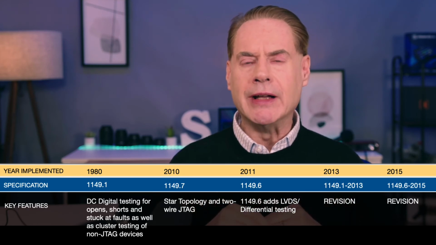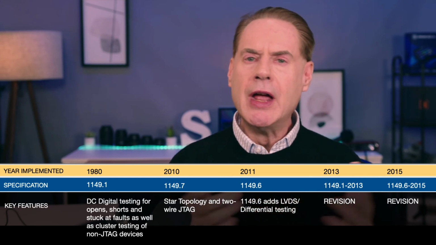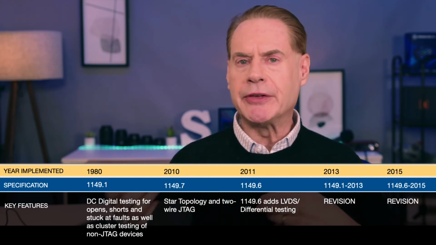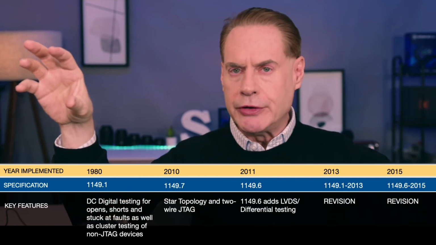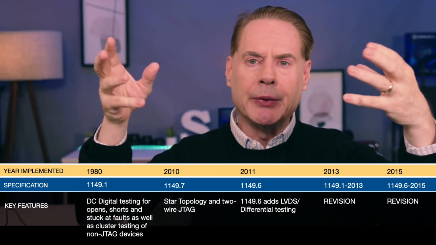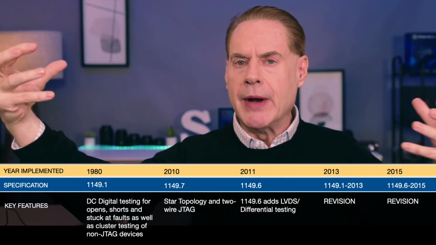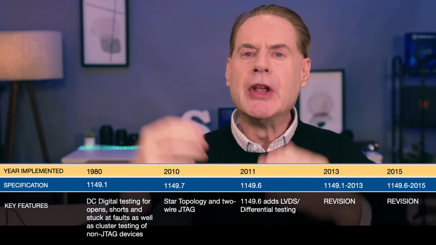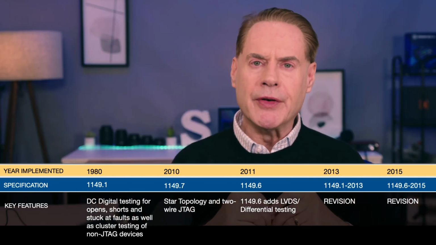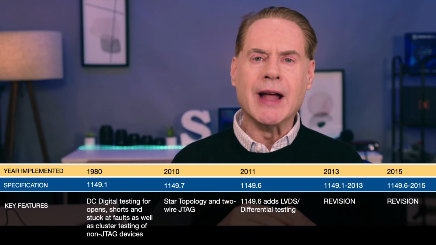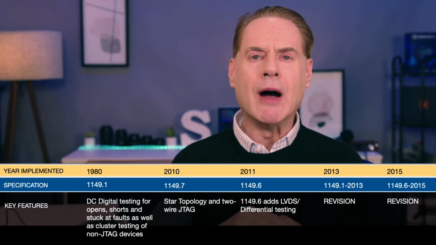Then finally, the 2015 revision of 1149.6. Again, 1149.6 is for LVDS signals, so basically AC coupled signals that have to get through a capacitor. The idea is you have to have a cell on each side so that you transmit pulses that can go through capacitors, AC coupled, and you can have a device on the other end looking for those pulses, and as a result, you can test for continuity between the two devices. So that's 1149.6, and that's a quick overview of the timeline for the 1149.1 spec.